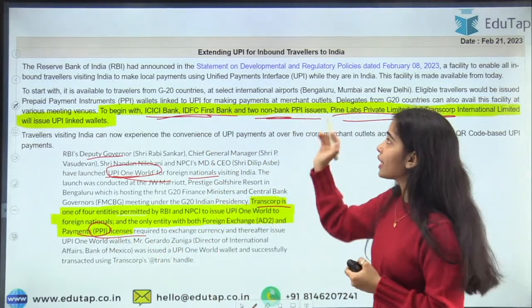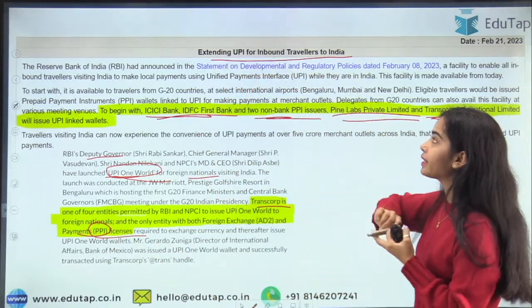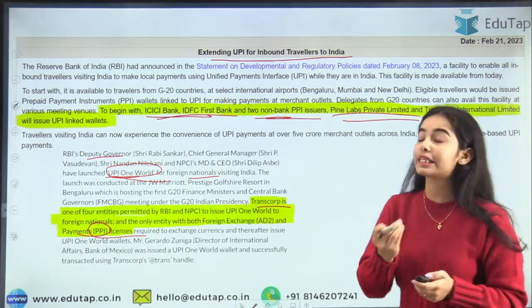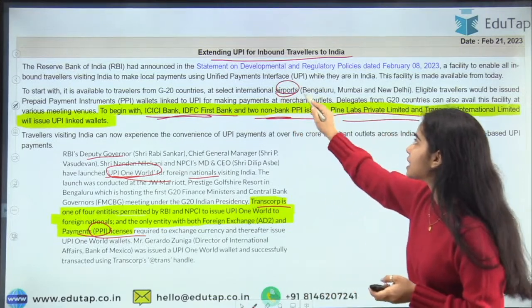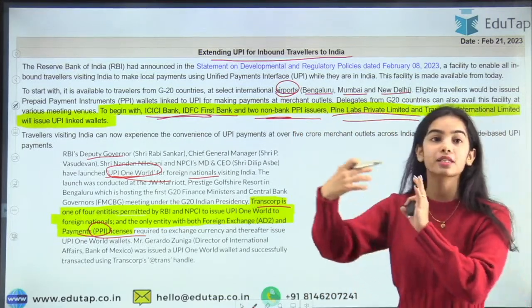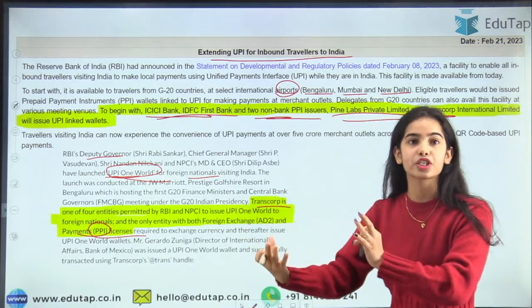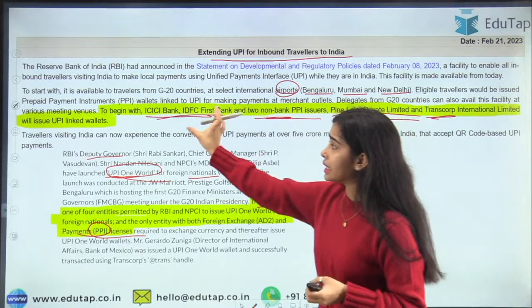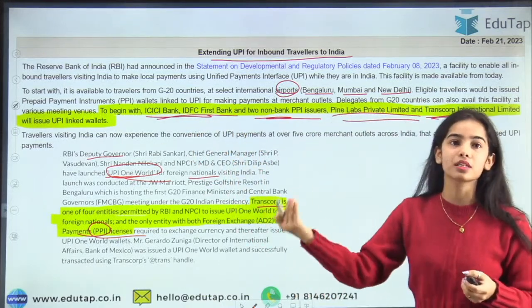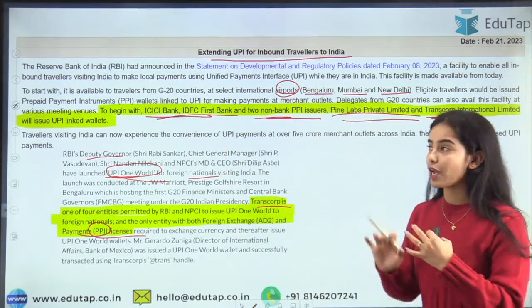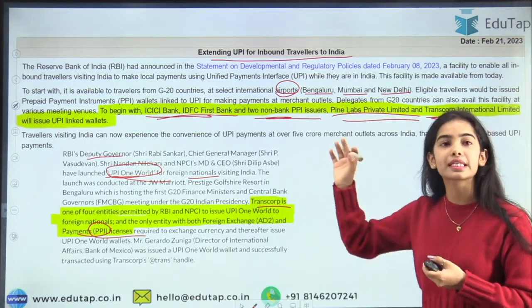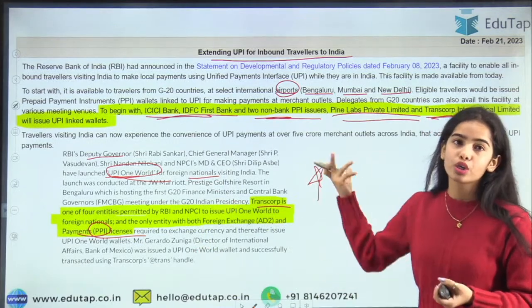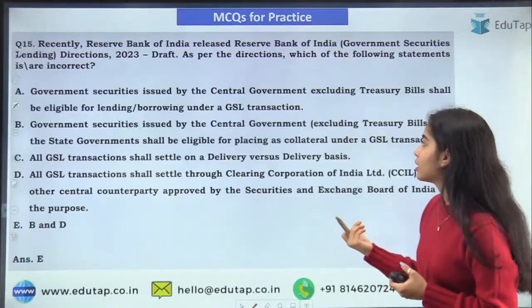Okay. So here the RBI has released this, extending UPI for the inbound travelers to India, where the RBI has told which are the selected international airports. These are the selected international airports: Bangalore, Mumbai and New Delhi. These are the 4 entities that will be providing the services to the inbound travelers. I hope this is very easy. We have already discussed everything of the rules and regulations, so these are only the names that have come out. I hope this is easy for you to understand.